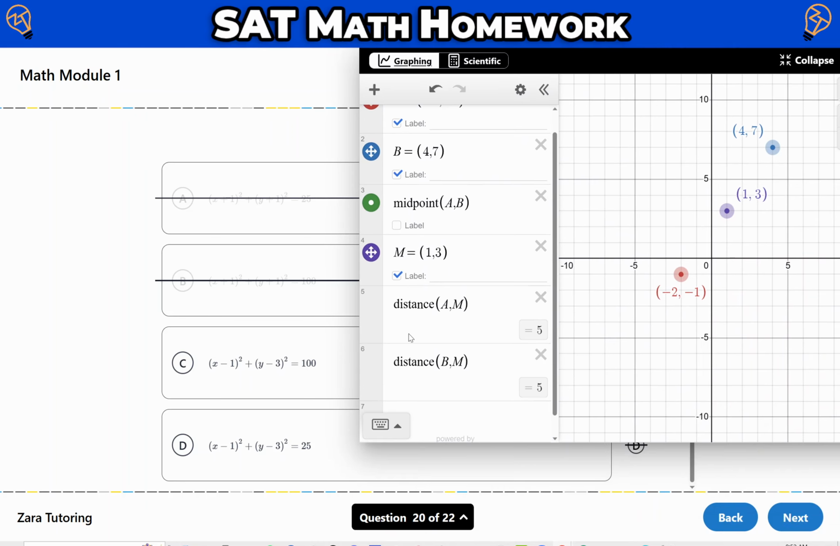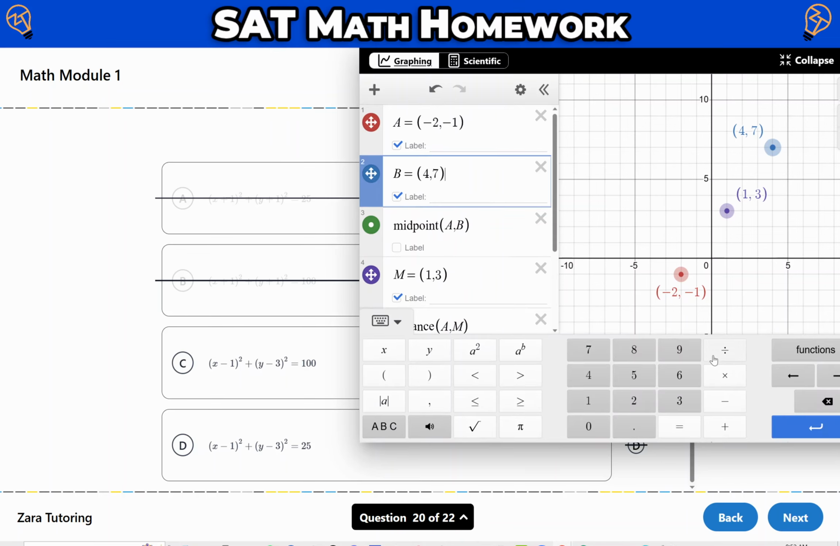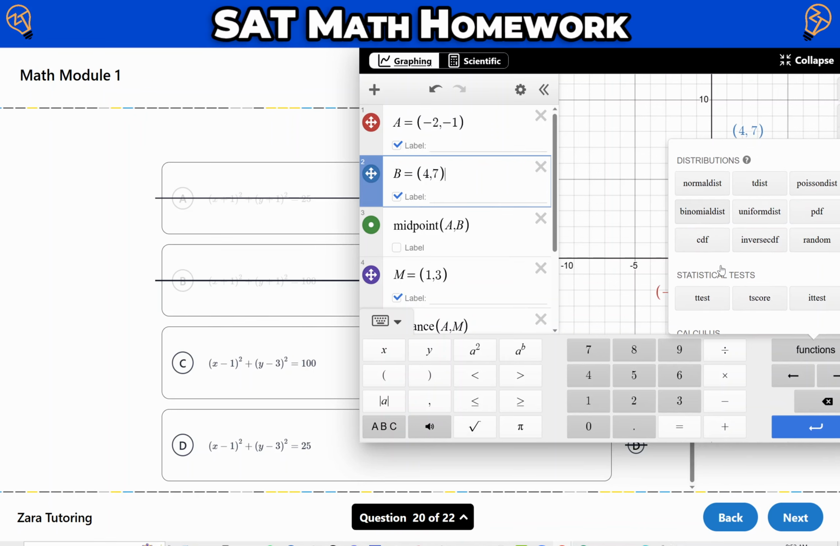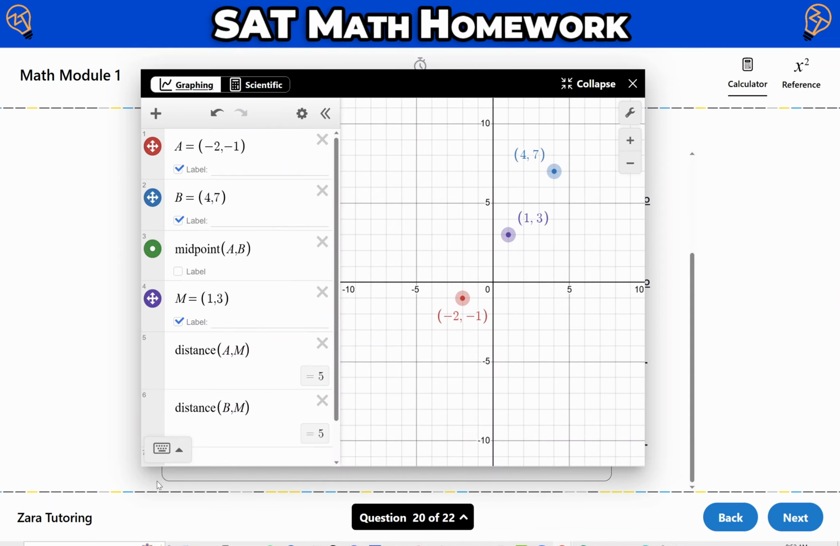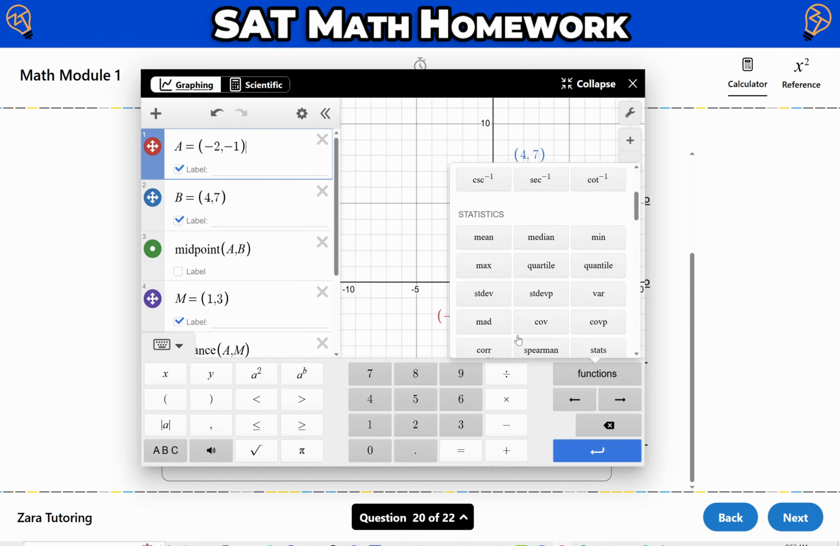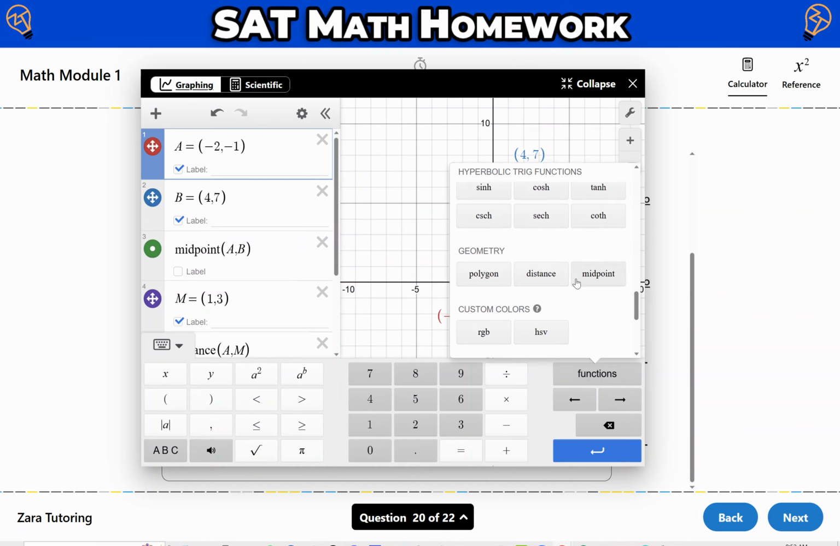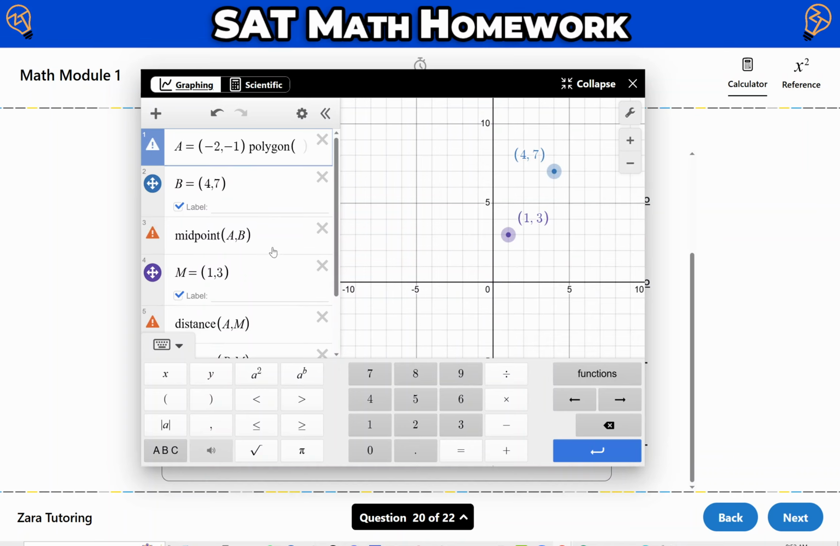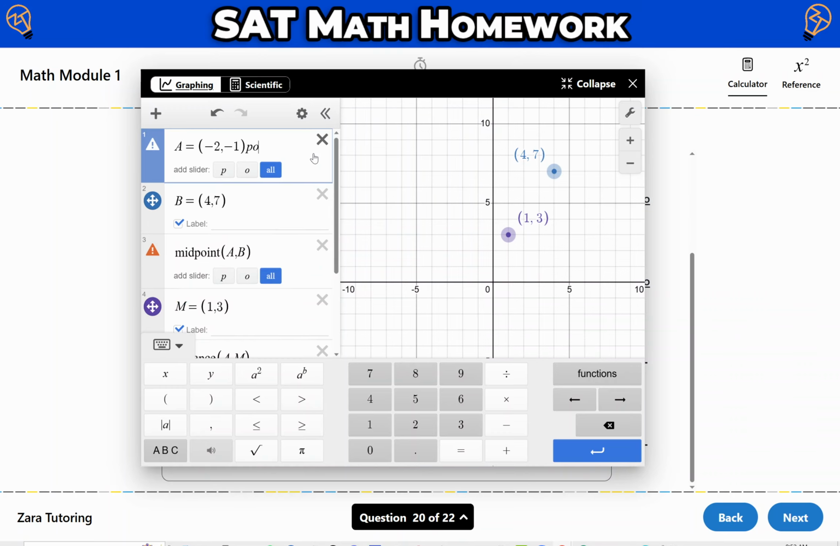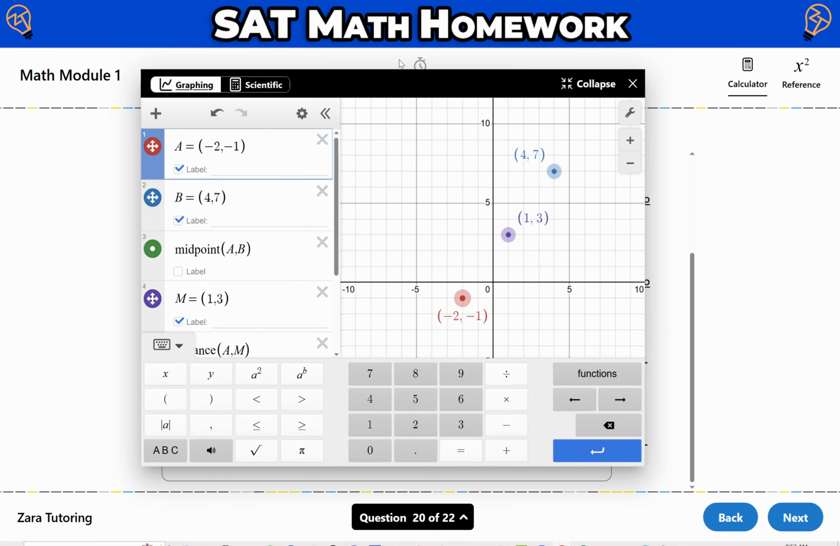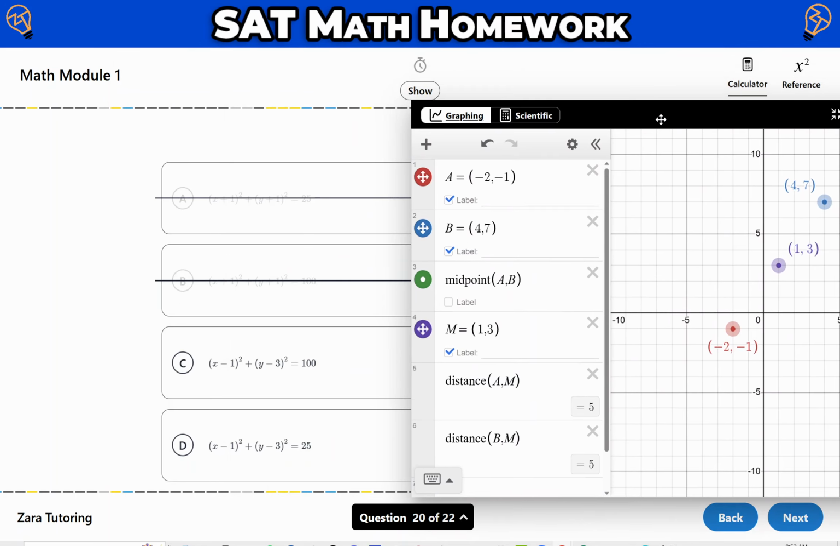Now, in case you're not a good speller, for example, no big deal. You click on the keyboard, go to functions, scroll down a bit, and what you'll see under geometry is you have distance and midpoint. So no biggie there. You don't have to worry about that. You could just click on them instead. But again, we get our answer is D.